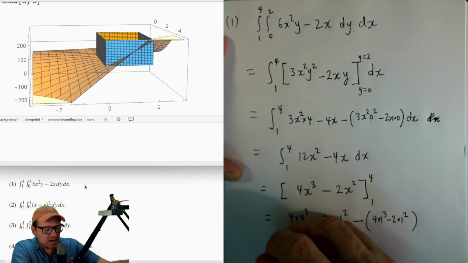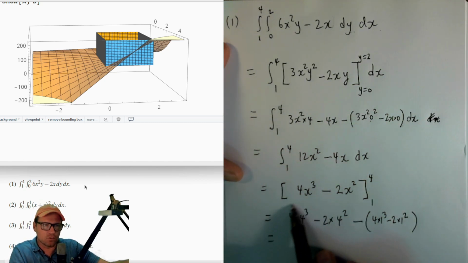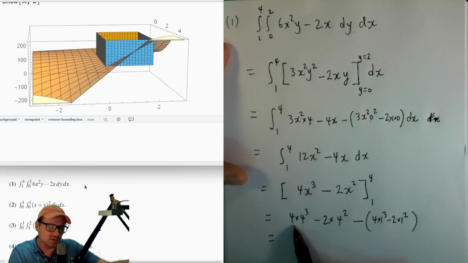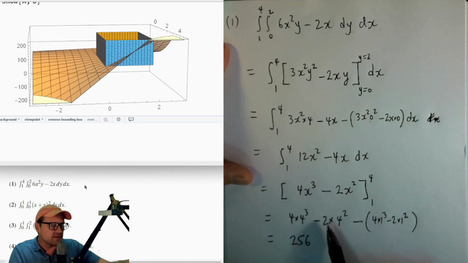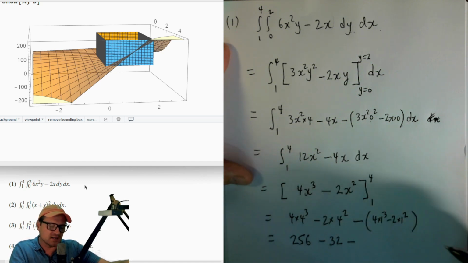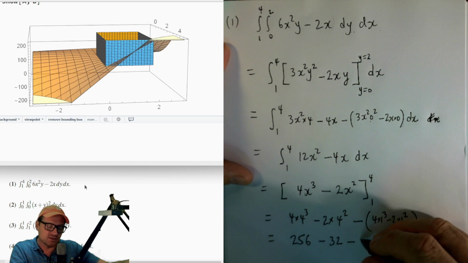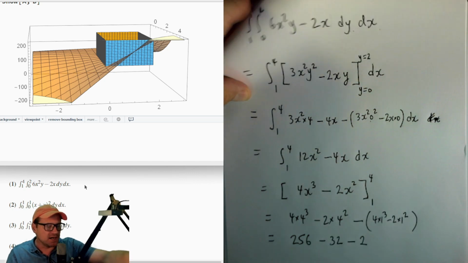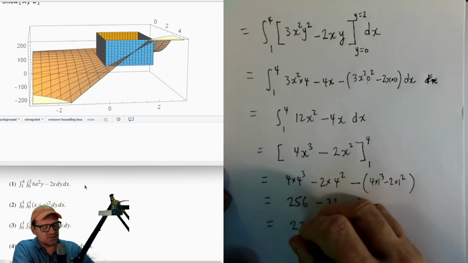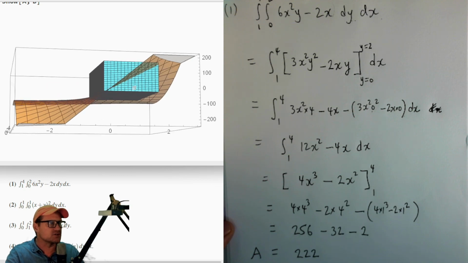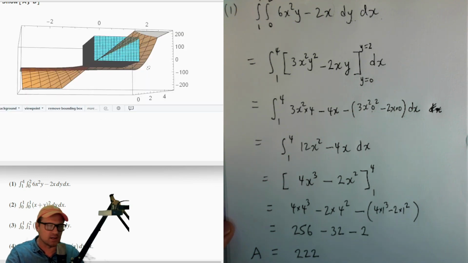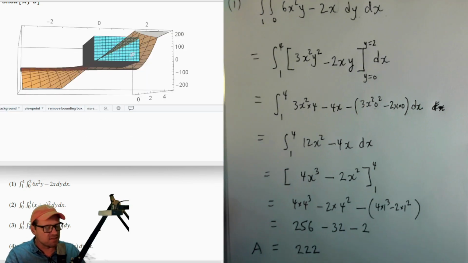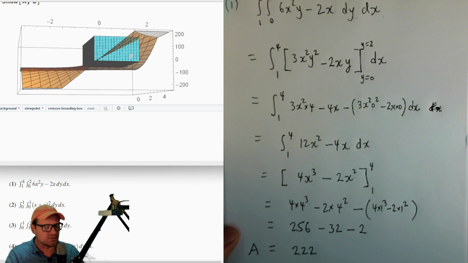Let's simplify this. 4 to the power of 4: 4 squared is 16, 16 squared is 256, and then we have 2 times 16, so subtract 32. Over here we are subtracting 4 minus 2, which is 2. So 256 minus 34 should give us 222. So the volume under the surface down to the xy plane, which is the plane z equals 0, is 222 units.